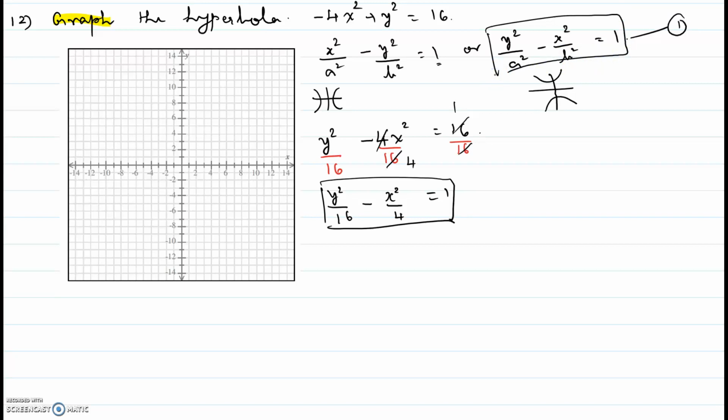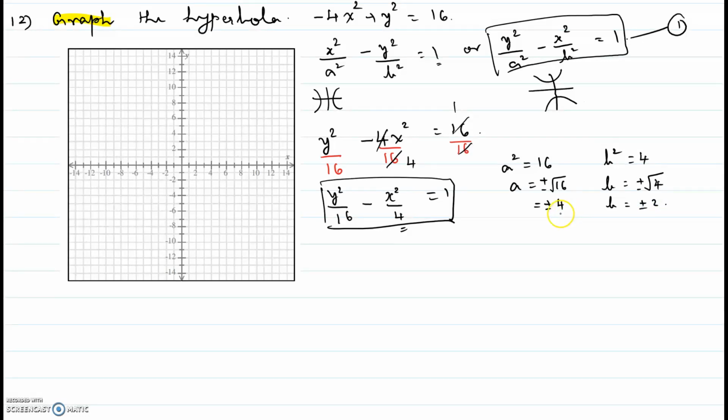So the branches of the hyperbola are going to cut the y-axis. We notice the denominator under y square is 16. So call it a square, which is equal to 16. a equal to square root of 16, that is plus or minus 4. And then the other denominator is b square, which is equal to 4. If you take the square root on both sides, we get b equal to plus or minus square root of 4, or b equal to plus or minus 2.